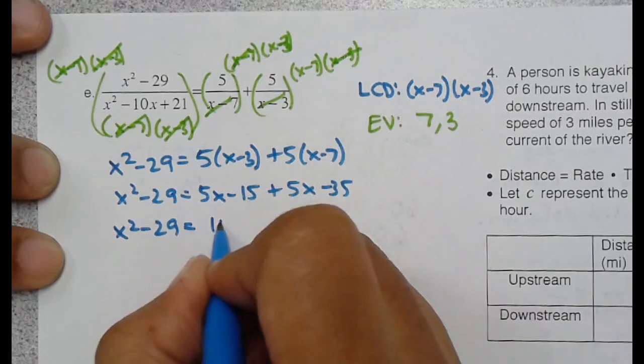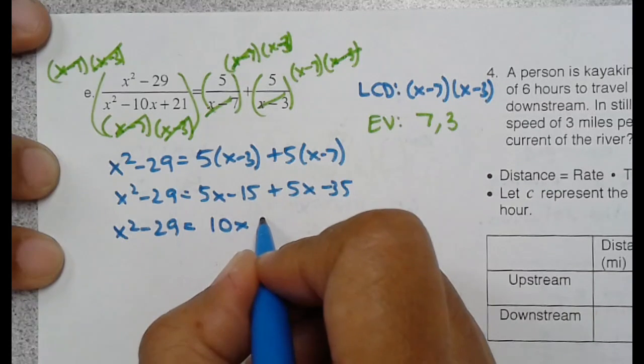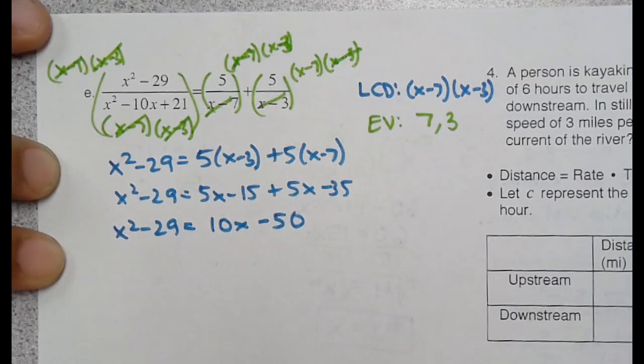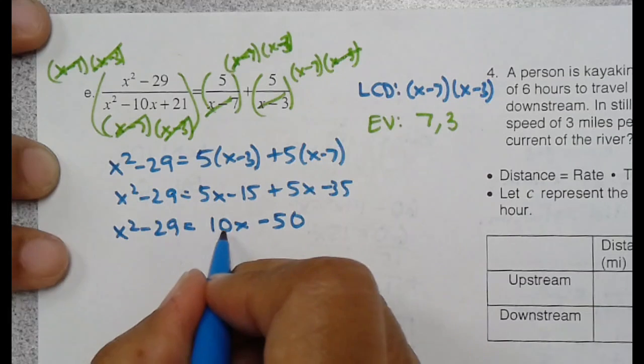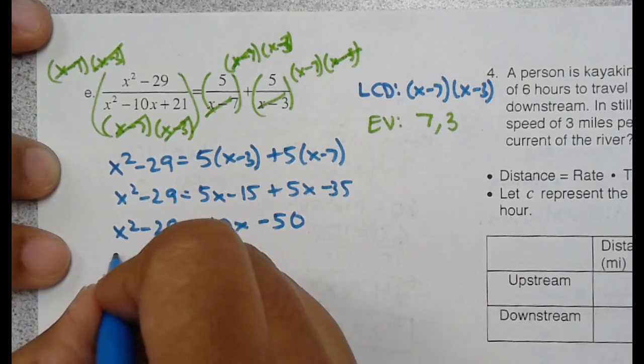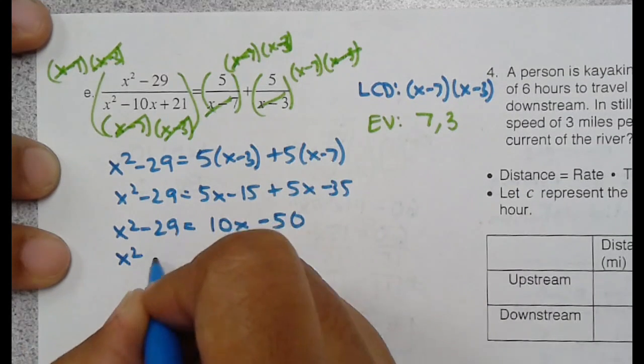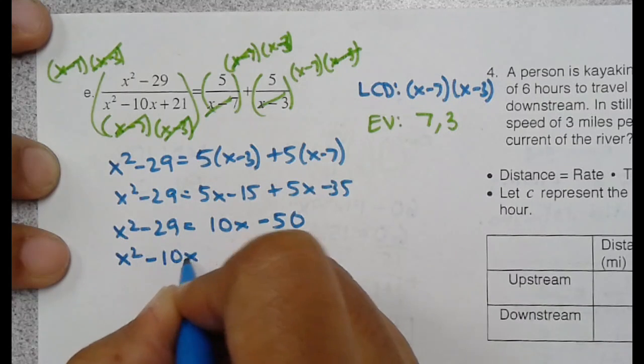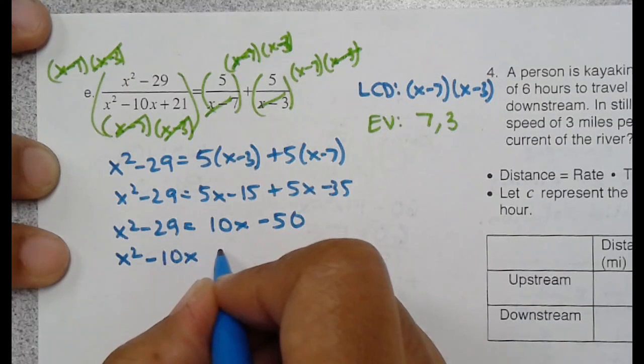So 5x and 5x is 10x, negative 15 and negative 35 is negative 50. Let's go ahead and move it all to one side of the equal sign. So I'm going to move it all to the left side since x squared is positive here. I'll move the 10 over by subtracting it, 10x, and then I'll have to add the 50, and that gets you 21.